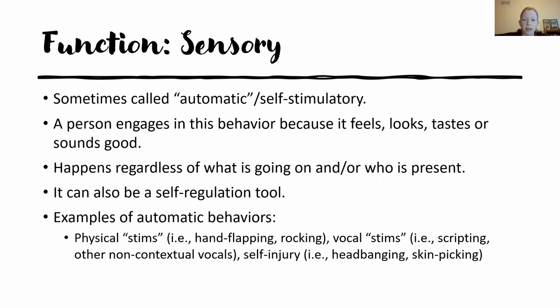So examples of automatic behaviors are physical stims, like hand flapping or rocking, vocal stims, which are scripting or other non-contextual vocals, or self-injury, skin picking, or head banging would be 2 examples of that. Another example of vocal stim can also be perseveration, repeating the same thing over and over and over.